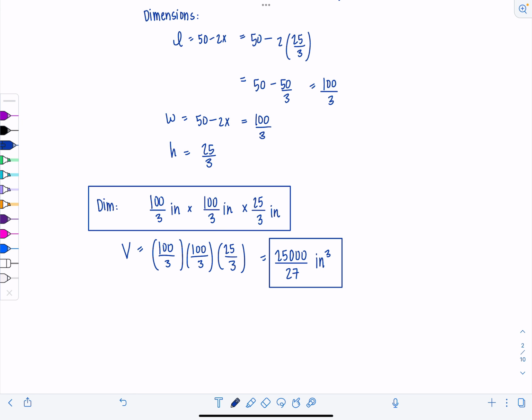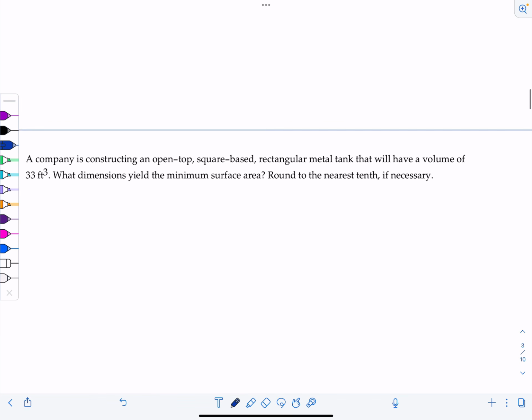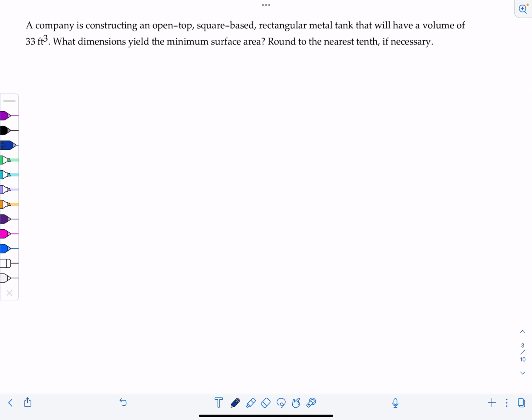Okay, very good. Shall we do another? Yes, let's do another. A company is constructing an open-top, square-based, rectangular metal tank that will have a volume of 33 feet cubed. How precise. What dimensions yield the minimum surface area? Round to the nearest tenth if necessary. So boom, can you see already what we're trying to optimize? Surface area. And we want minimum surface area.